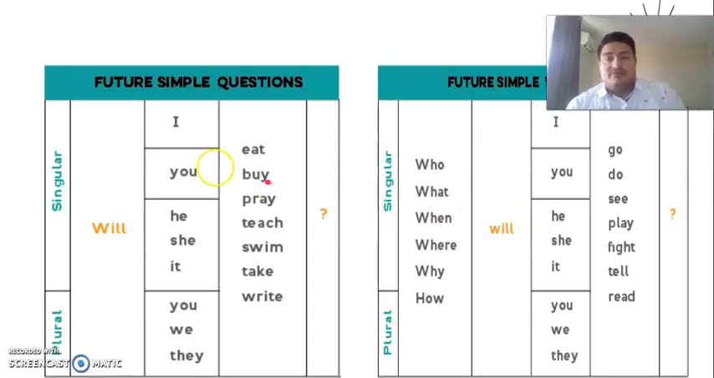Now we have the question form. So we have for yes/no questions, will, the subject pronoun, and the base form of the verb, and the question mark. And for WH questions, you need the WH words like who, what, where, and so on. Will, the subject pronoun, and the base form of the verb with the question mark. Okay, it's pretty simple, right?